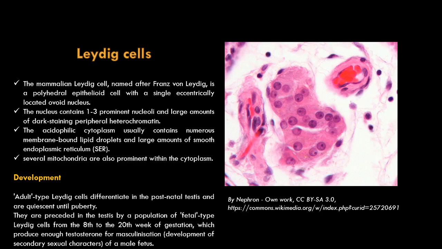Now, how does the development of the Leydig cells occur? The Leydig cells differentiate in the postnatal testes and are quiescent until puberty. So until puberty, they do not function. They are quiescent in a dormant stage. Before them, there is a fetal type of Leydig cells present from the 8th week to the 20th week of gestation, which produce some kind of testosterone for the masculinization of a male fetus.